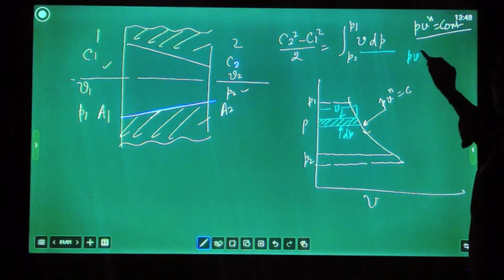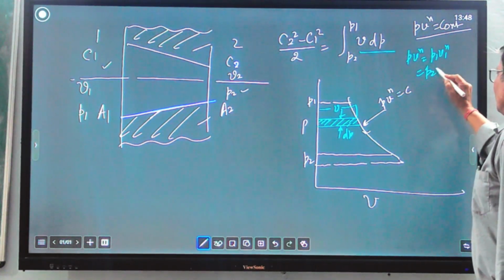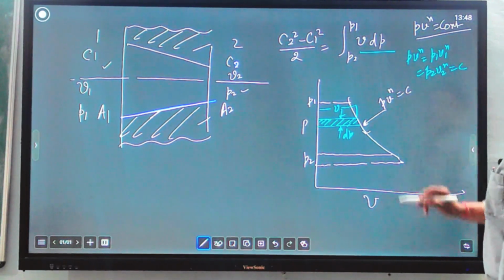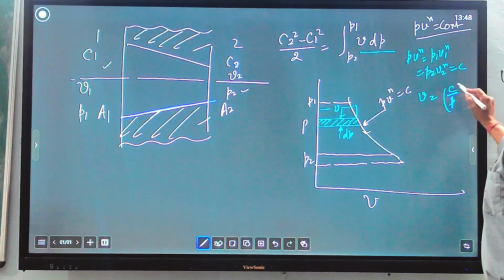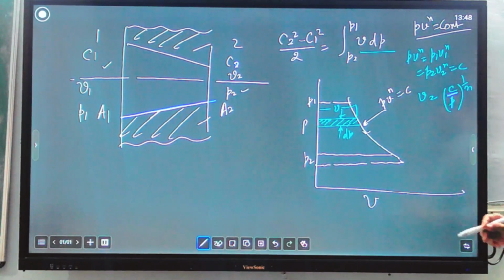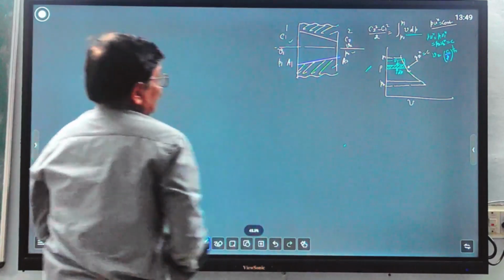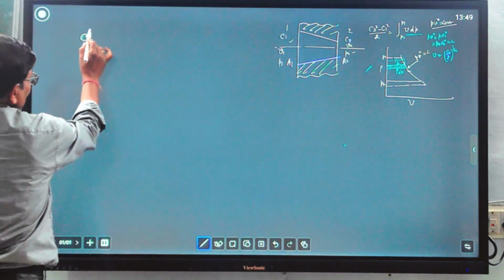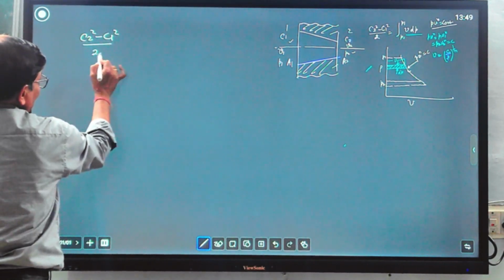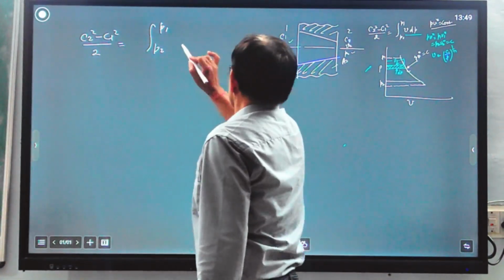So P1 V1 to the power n equals P2 V2 to the power n equals C. So V equals (C upon P) to the power 1 by n. Putting this value in the equation, we then solve. So (C2 squared minus C1 squared) by 2 equals the integral of V dP from P2 to P1, replacing V.